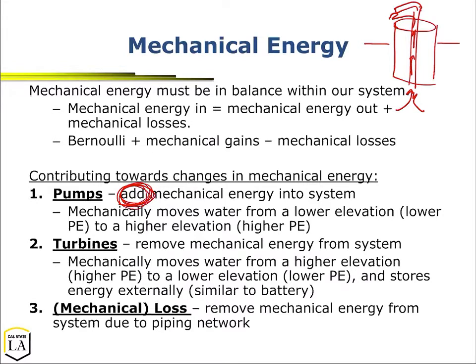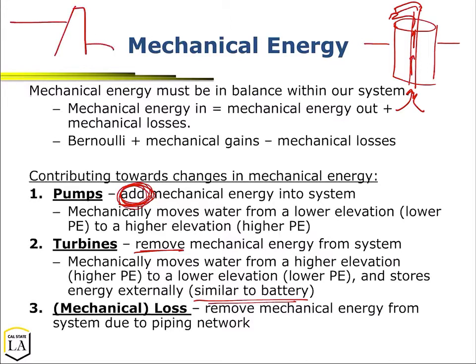Now, the opposite happens with a turbine. So with a turbine, we're removing mechanical energy from the system. So what we're essentially doing is we're moving water from a higher elevation or a higher potential energy to a lower elevation at a lower potential energy, and we're storing that energy externally. So that's what I was saying, that turbine takes that energy and moves it somewhere else, similar to a battery. Okay, so an example of something like this would be if you have a dam.